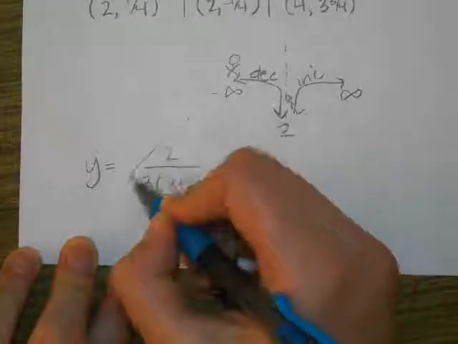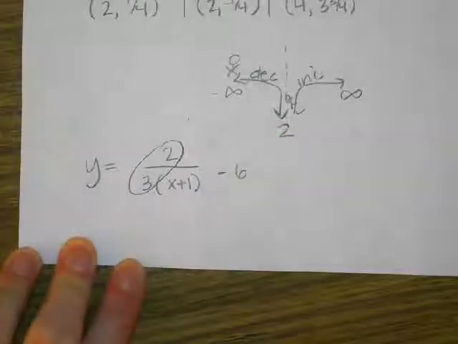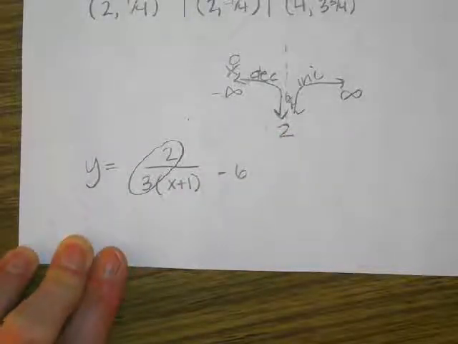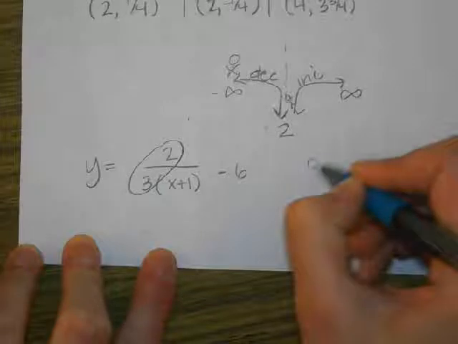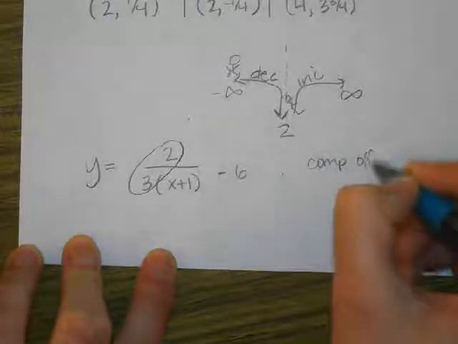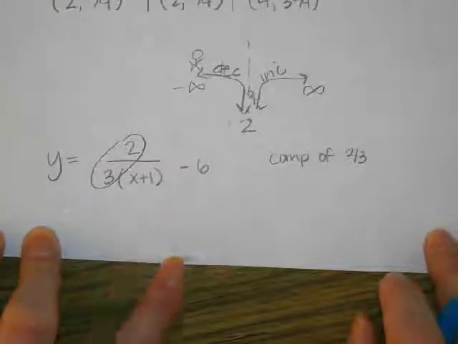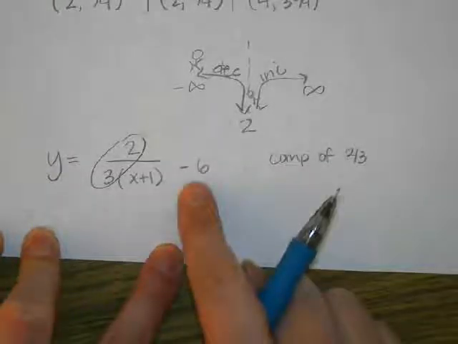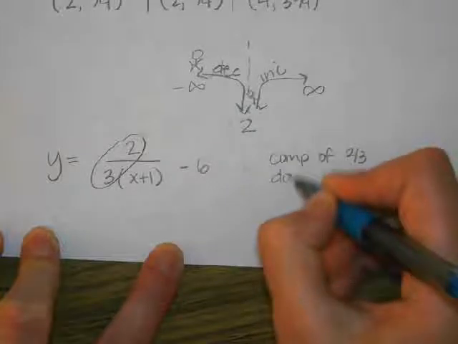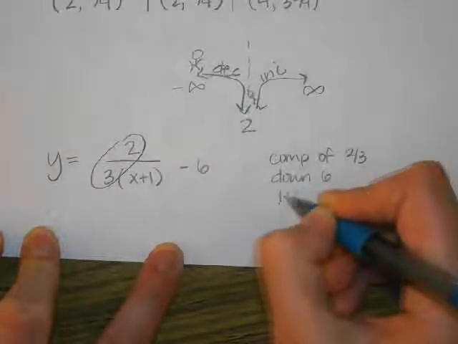So this is a compression because you have 2/3. You see that? 2 on the top, 3 on the bottom. So we're going to say compression of 2/3. Okay, now we have the easy ones. What are the easy ones? Down 6 and then left 1.